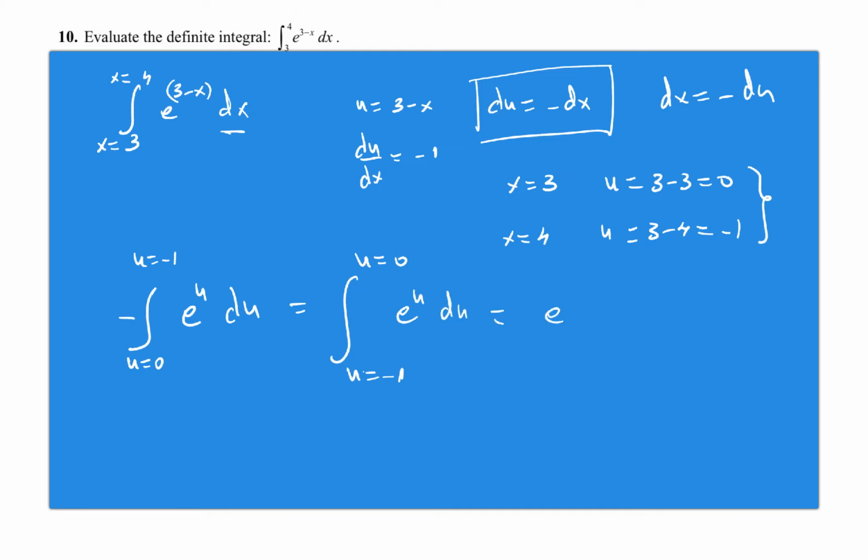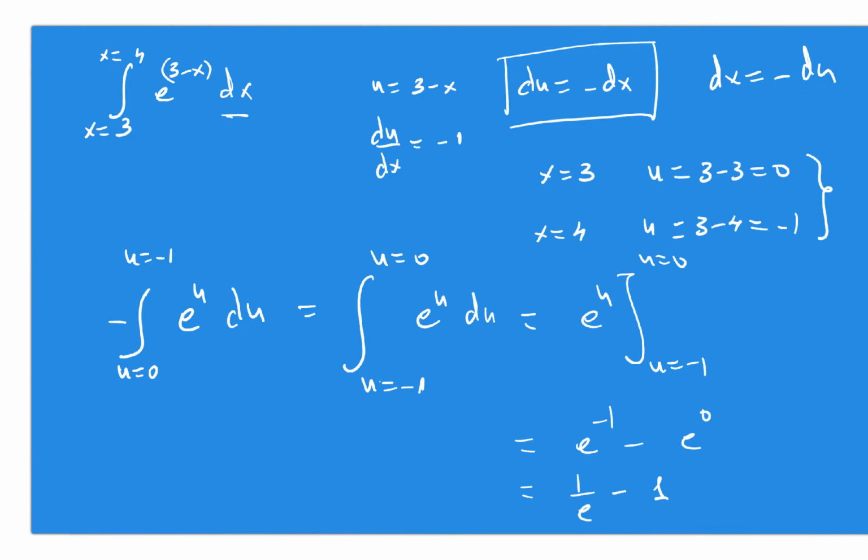So this is e to the u, evaluated between u equals minus 1 and u equals 0. So it will be e to the minus 1 minus e raised to the power 0. So it will be 1 divided by e minus 1, since e to the 0 is 1. So this is the solution. The solution, but I made a mistake. I'm sorry. Let's correct it.